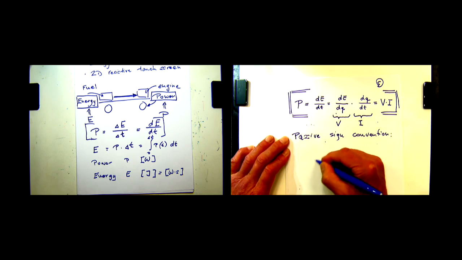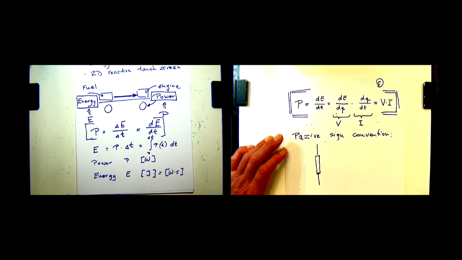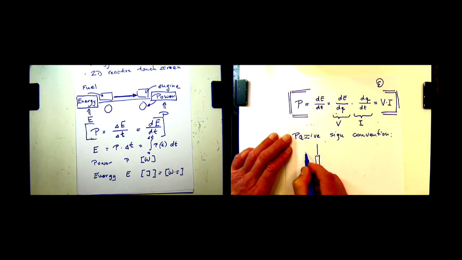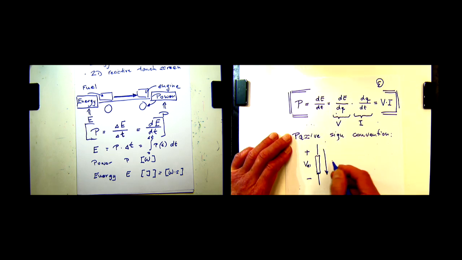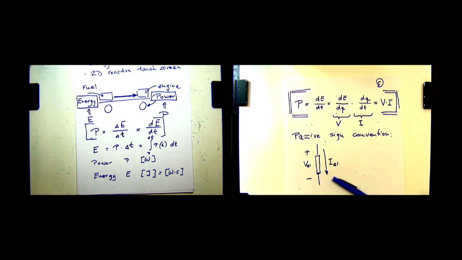Okay, so we have an element like this. It could be a battery, it could be a resistor, it really doesn't matter. The voltage across this element is V element, and the current that passes through the element is I element. And again, passive sign convention means that the voltage is from plus to minus, and the current goes in the same direction, from the plus to the minus.